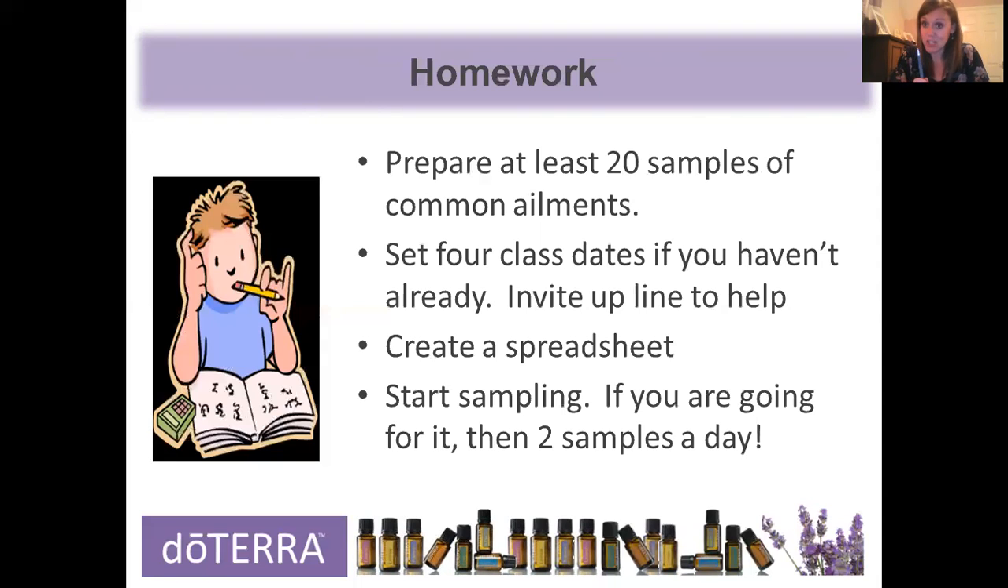Create a sampling spreadsheet so you can start recording all this lovely sampling that you're doing, and so you don't lose track of people, and start sampling. I've said if you're going for it, so if you really want to kick your business off to a really fast start, then I'd recommend sampling at least 2 people a day and then following up with 2 people a day. So you're always sampling 2 people and you're always following up and inviting people to classes to 2 people a day.